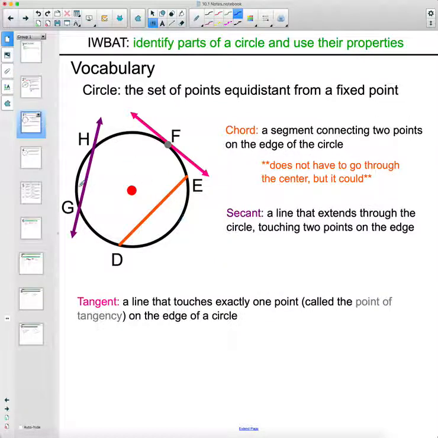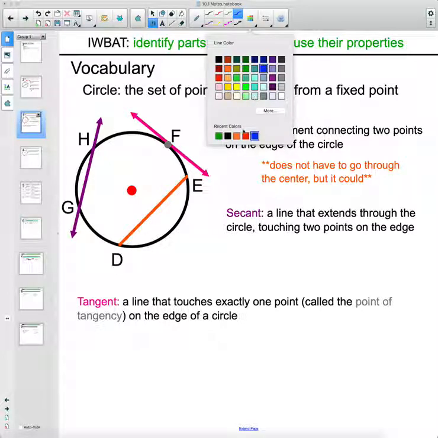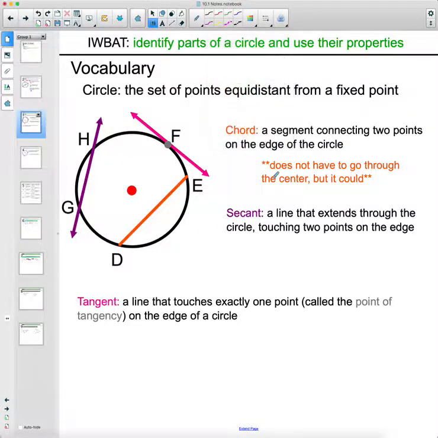So some more stuff in a circle. We've got a chord. A chord is similar to a diameter in the fact that a chord goes from edge to edge like a diameter. However, a chord does not have to go through the center. Okay, it could. If it goes through the center, it's a diameter. It doesn't have to. So a chord can just hit edge to edge. So ED right here is a chord. And again, name using the endpoints with a segment above it, so ED would be a chord.